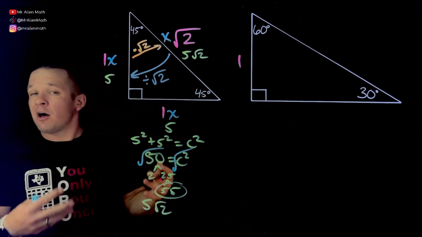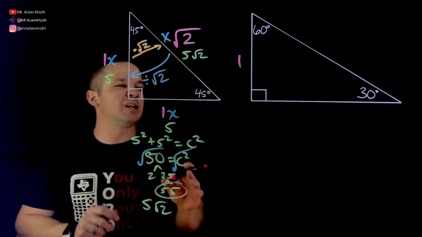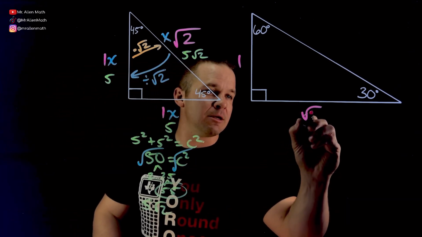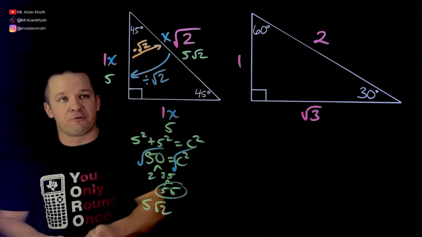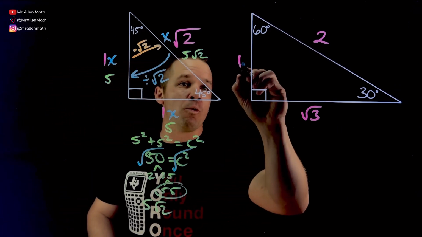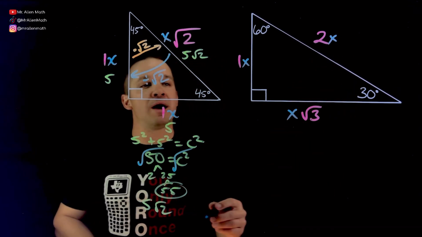Now I'm going to give you guys the other ones here, and you could check it through Pythagorean theorem and find them in other ways. So I'm just going to give them to you for this video. This side is going to be root 3, and this side is going to be 2. And just like the 45, 45, 90 triangle, this guy would be 1x, this is x root 3, and this is 2x.